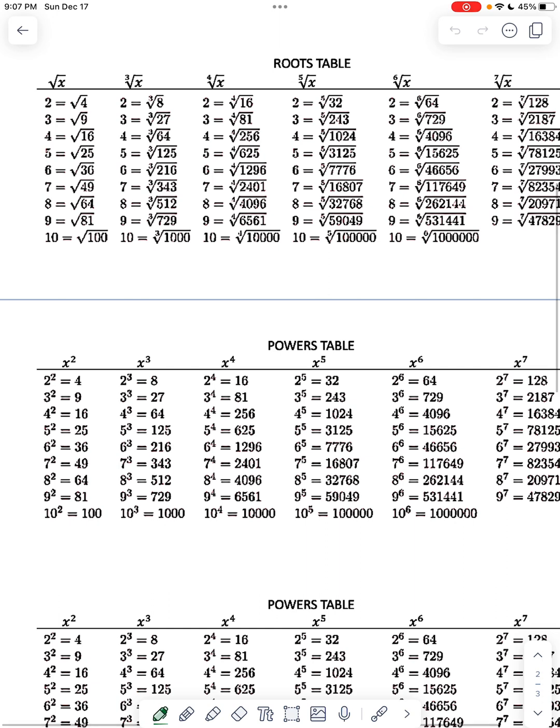So keep in mind that when you're finding the roots, you're finding something smaller. You're saying, hey, what's the square root of 4? 2, because 2 times 2 would be 4. Cube root of 8 means what times itself 3 times would be 8? And the answer is 2, because 2 times 2 times 2 is 8.